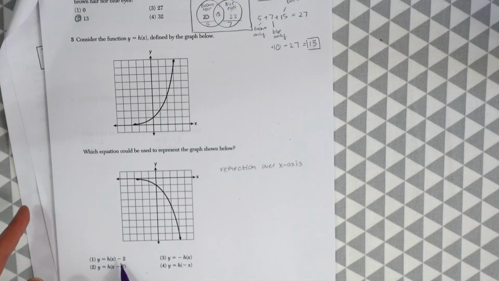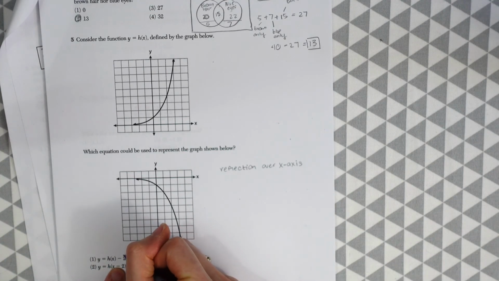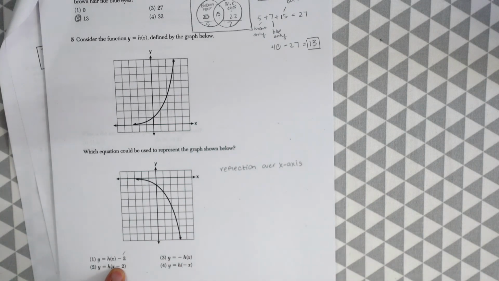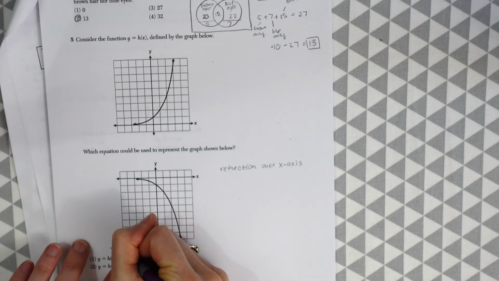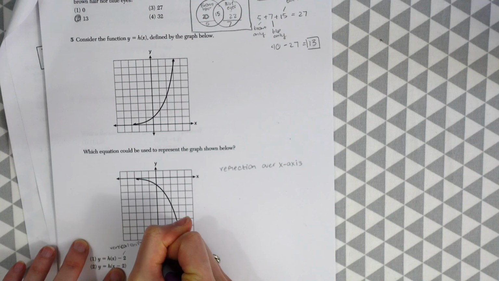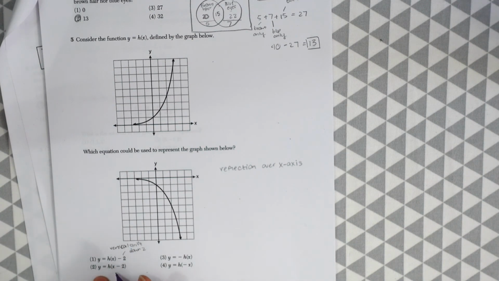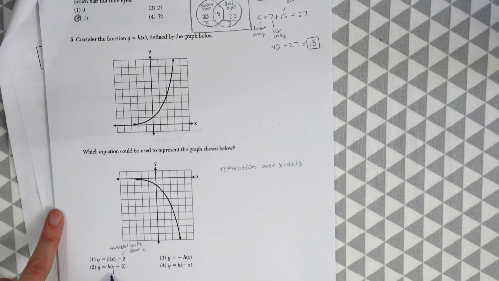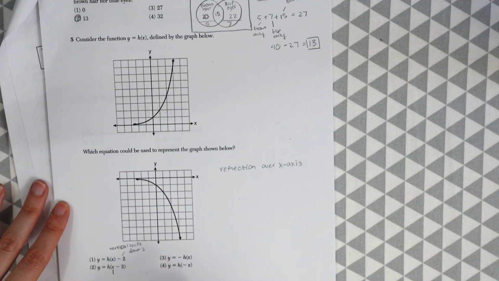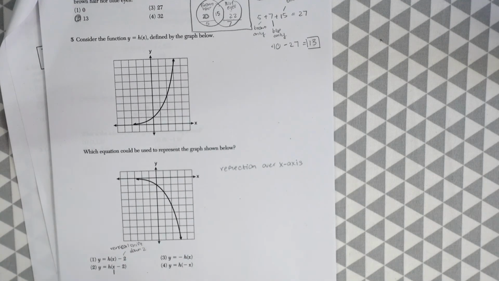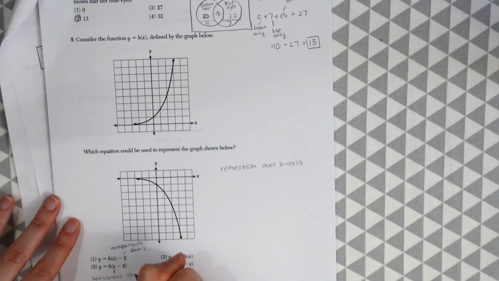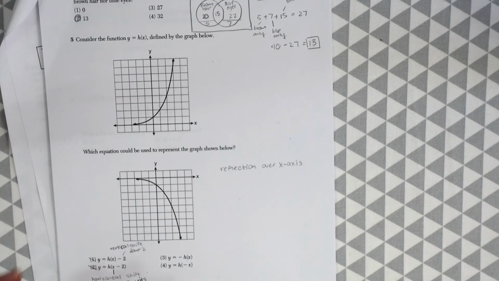So could it be choice 1, h of x minus 2? If it was minus 2, this is actually a vertical shift down to our function. Number 2, y equals h of x minus 2, within the parentheses, this is a horizontal shift to the right too. Okay, so we know it's not this or this.